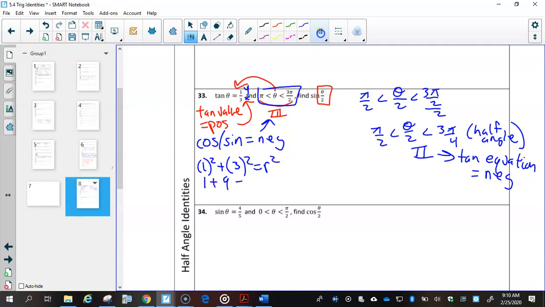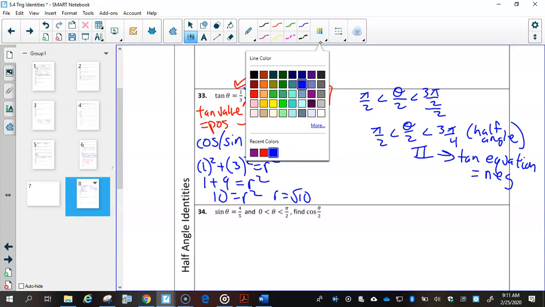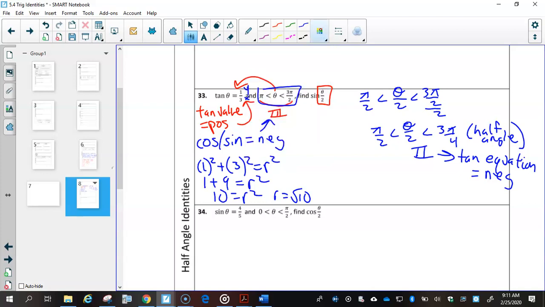So this would be 1 plus 9, or 10. So r would be square root of 10. Remember, your r can't be negative. It's in the third. The sine and cosine are both negative, so it doesn't matter. They both need to be negative. And you're going to end up rationalizing.